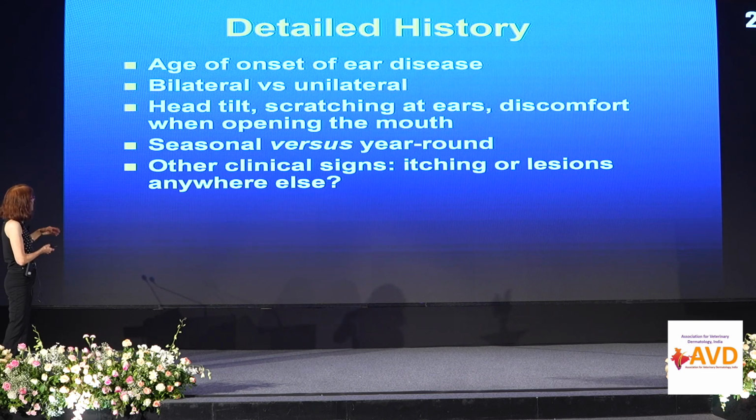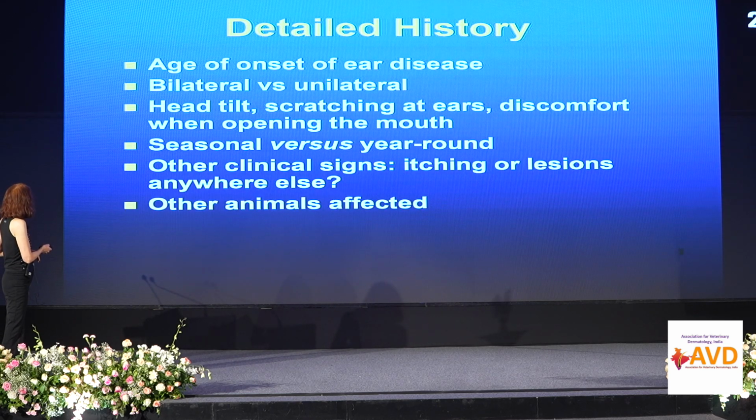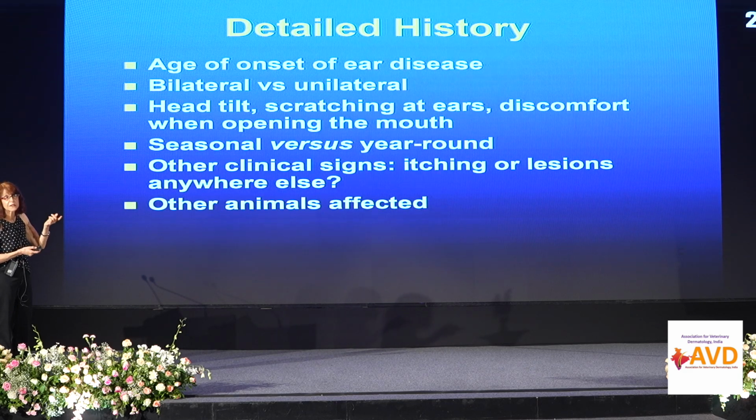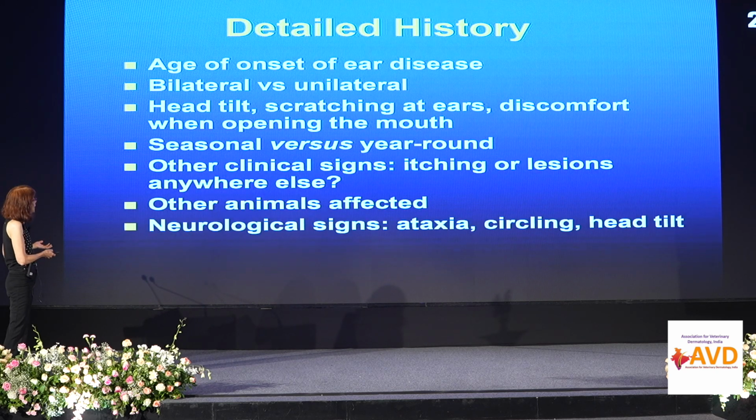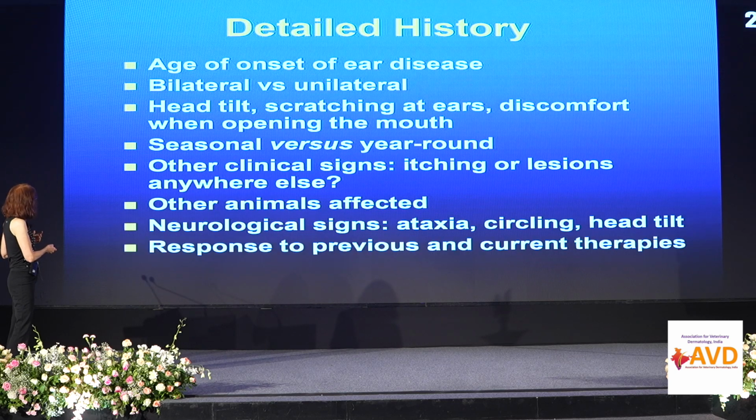Other clinical signs, again, itching or lesions anywhere in the body, will be helpful in identifying that primary cause. Other animals affected, so we know Otodectes cynotis is contagious. Neurologic signs, ataxia, circling, head tilt, that helps you determine that there is otitis interna, okay? And the response to previous and current treatment, very helpful to you also.